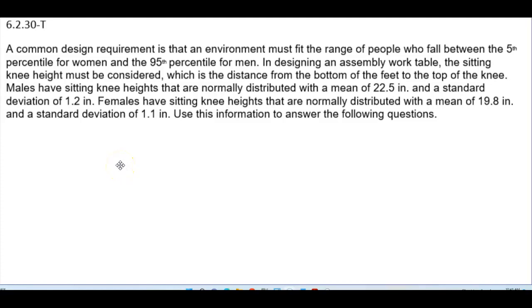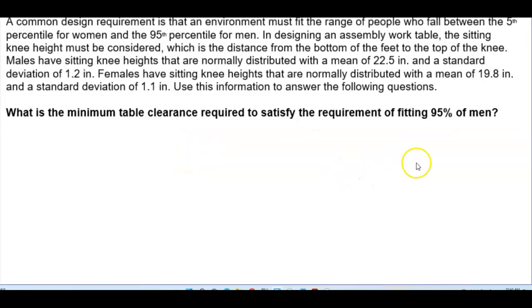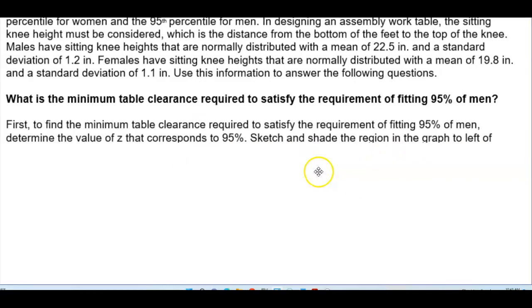Males have sitting knee heights that are normally distributed with a mean of 22.5 inches and a standard deviation of 1.2 inches. Females have sitting knee heights that are normally distributed with a mean of 19.8 inches and a standard deviation of 1.1 inches. Use this information to answer the following questions. What is the minimum table clearance required to satisfy the requirement of fitting 95% of men?